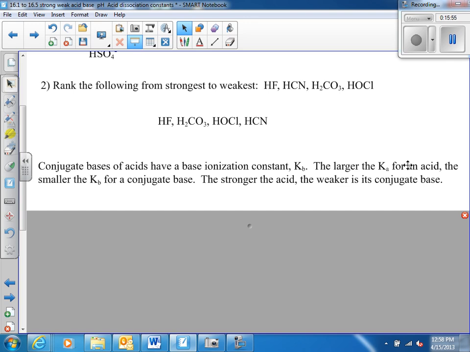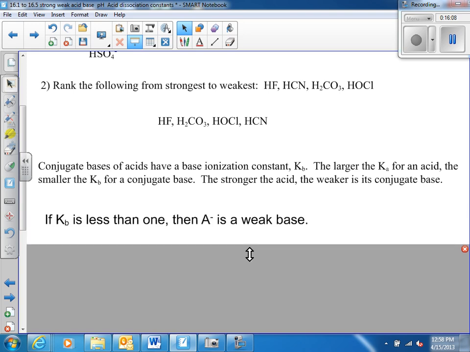Okay, as Ka goes up for an acid, we said the base gets weaker, which means Kb is smaller for the conjugate base. The stronger the acid, the weaker its conjugate base. I know you've now heard that about 5 times. Obviously, that's an important concept.